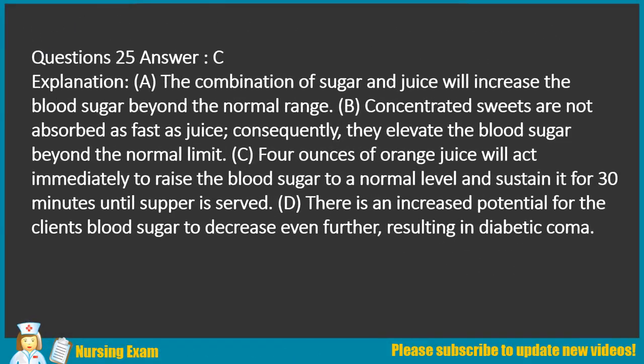Question 25 Answer. See explanation. A. The combination of sugar and juice will increase the blood sugar beyond the normal range. B. Concentrated sweets are not absorbed as fast as juice, consequently, they elevate the blood sugar beyond the normal limit. C. 4 ounces of orange juice will act immediately to raise the blood sugar to a normal level and sustain it for 30 minutes until supper is served. D. There is an increased potential for the client's blood sugar to decrease even further, resulting in diabetic coma.